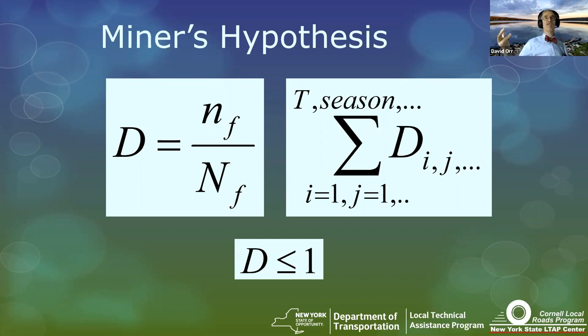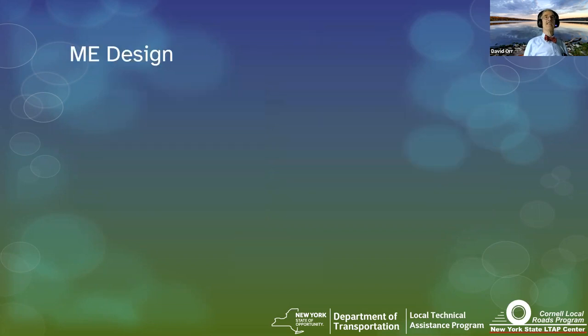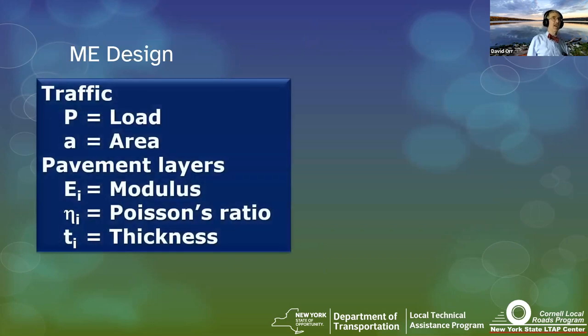And as long as D is under 1, we're happy, okay? So that's the concept behind mechanistic empirical. Of course, the challenge is you not only have to deal with the variations in traffic, but you actually have to deal with the variations in the pavement layer because they change seasonally. And I'll show you that in just a second.